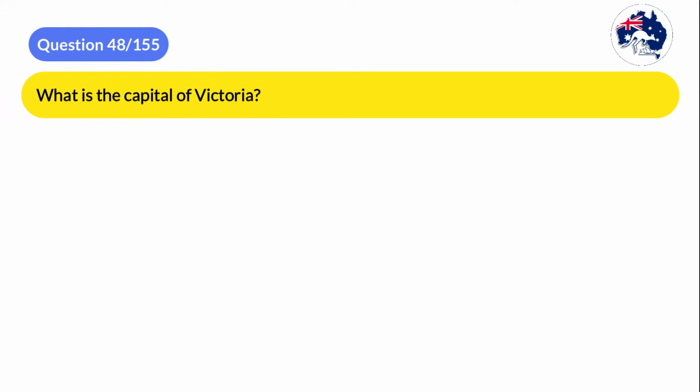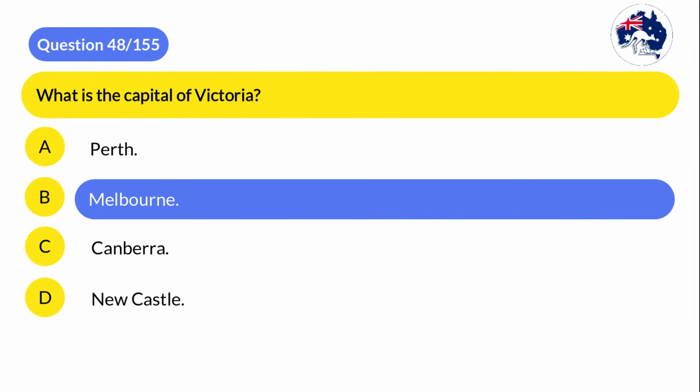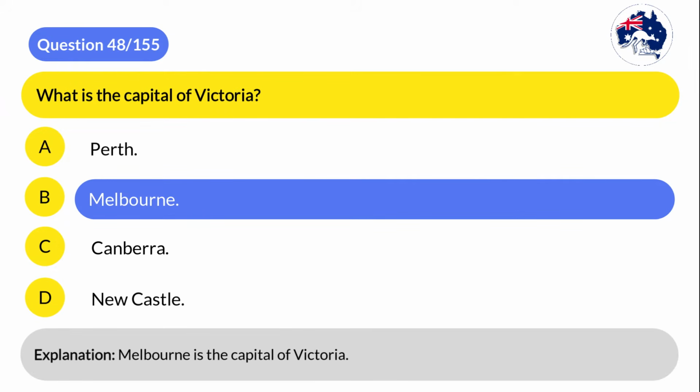Question 48. What is the capital of Victoria? A. Perth. B. Melbourne. C. Canberra. D. Newcastle. The correct answer is B. Melbourne. Explanation: Melbourne is the capital of Victoria.